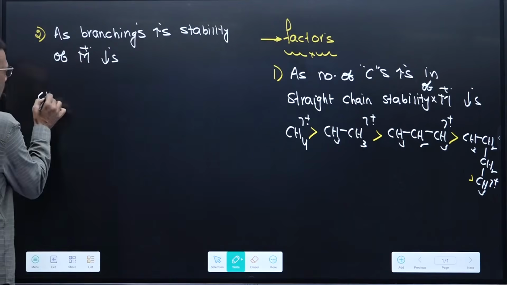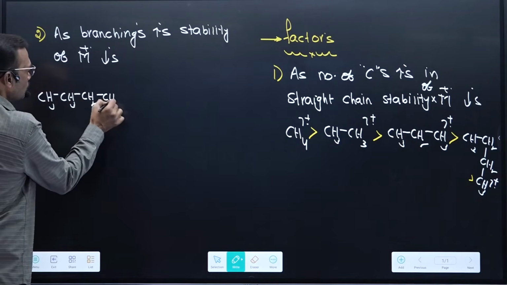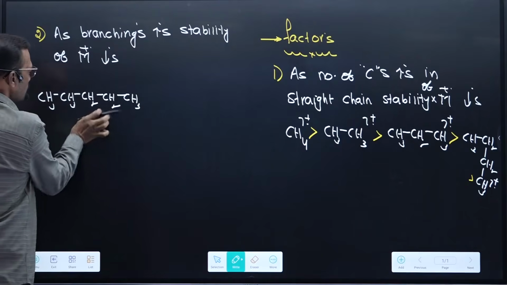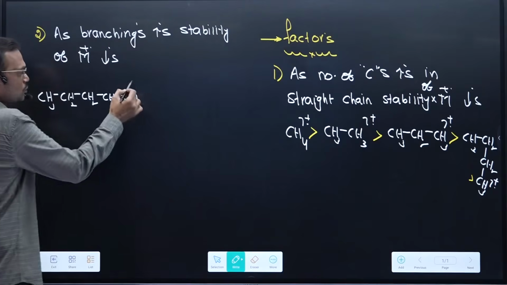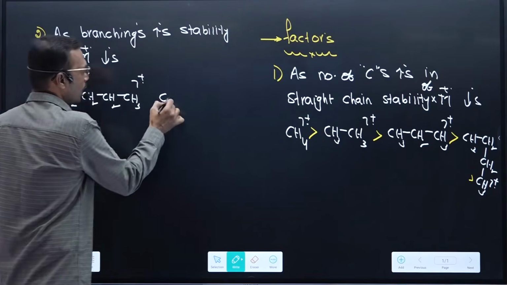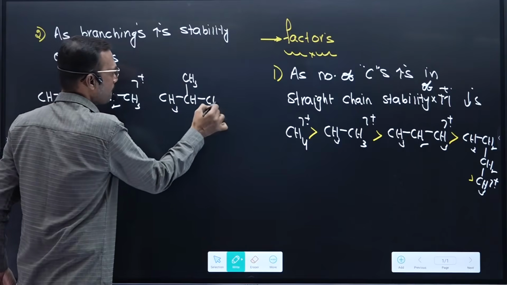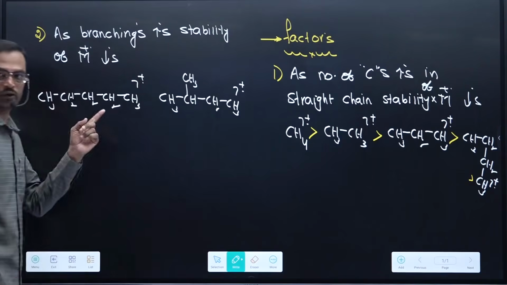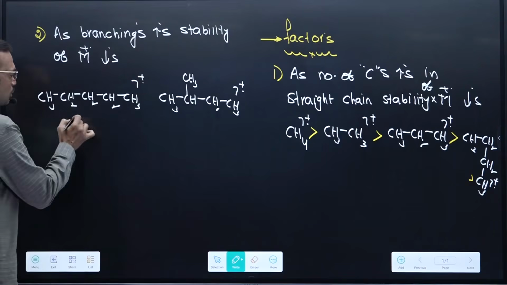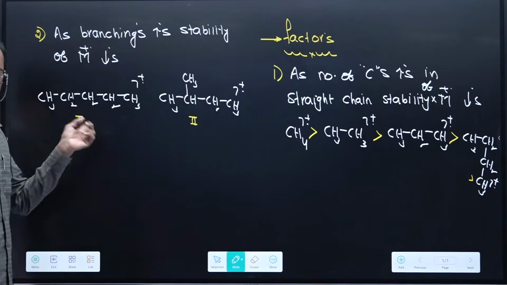So, see, I am taking a pentane. Pentane means how many carbons? 5 carbons, or not? Here I am taking a straight chain pentane. So this is the molecular ion. Now I am taking one more, which is an isomer of this one. Here how many carbons are present? Here also 5, or not? So this is your first molecule and this is your second molecule, with the same molecular formula. The molecular formula remains the same or not?